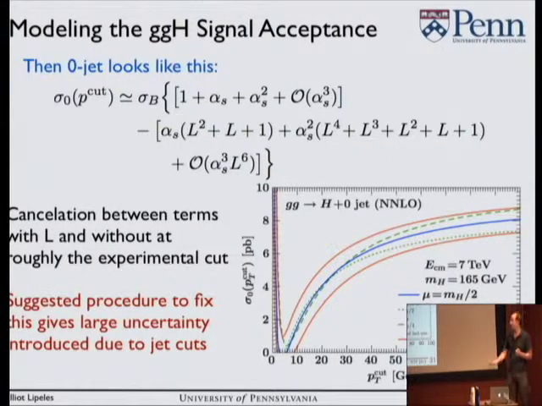But that's just a coincidence. It's a cancellation between these terms with alpha s's and these terms with logs that doesn't have to happen at the next order that you didn't calculate. And so that introduces a significant uncertainty.